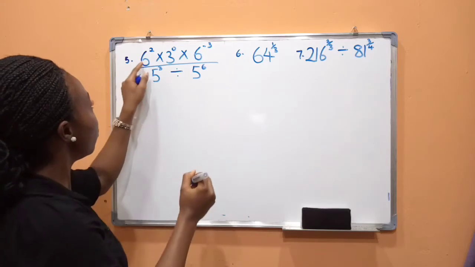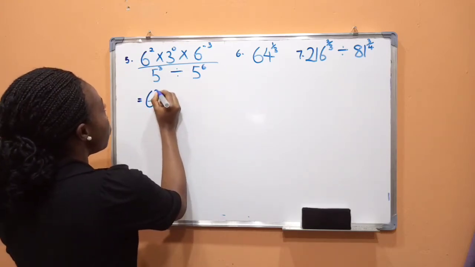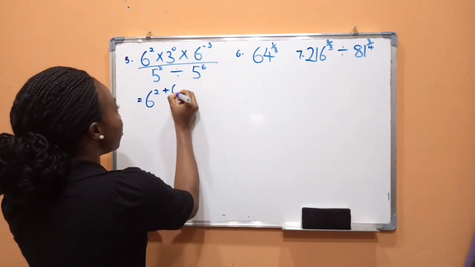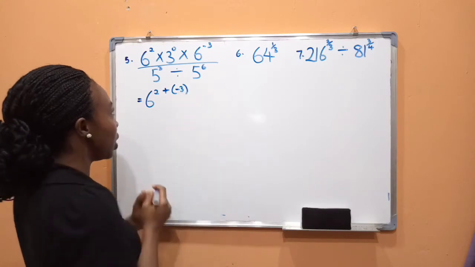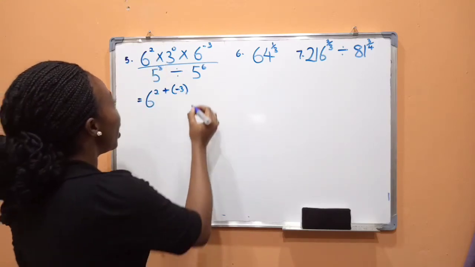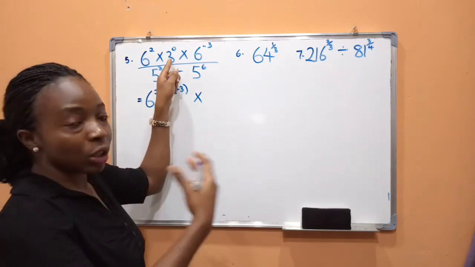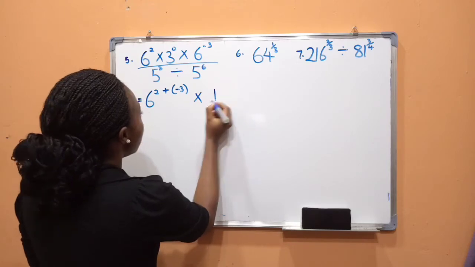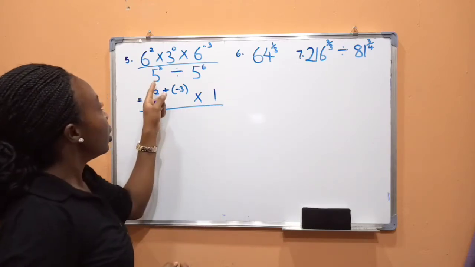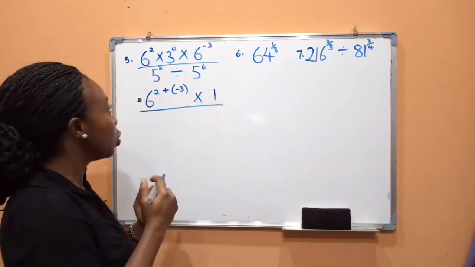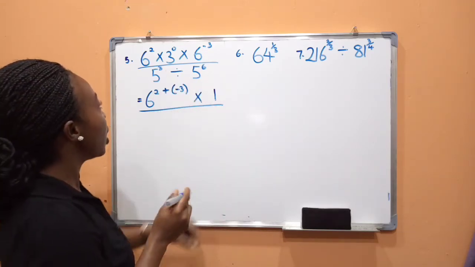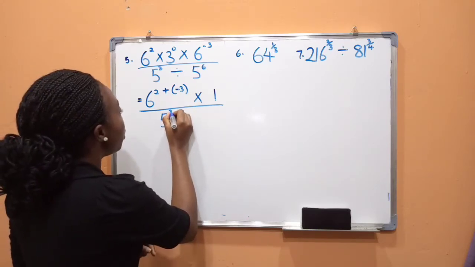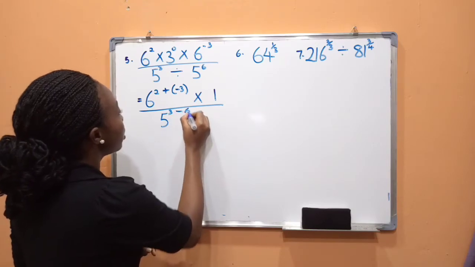We are simply going to rewrite this as 6 raised to the power of 2 plus, now you have to be mindful of this, minus 3. Then you open the bracket and put minus 3, then close the bracket. Then after that, we are going to have times, now you know that any number raised to the power of 0 is 1. So 3 raised to the power of 0 gives us 1 over, then here we have the same bases and we are dividing. So we simply subtract the exponents. So we are going to have 5 raised to the power of 3 minus 6.